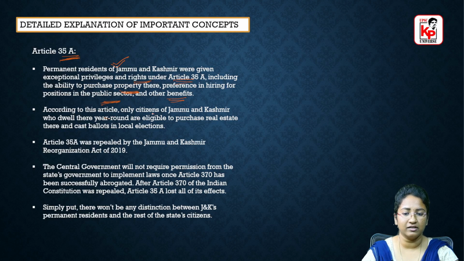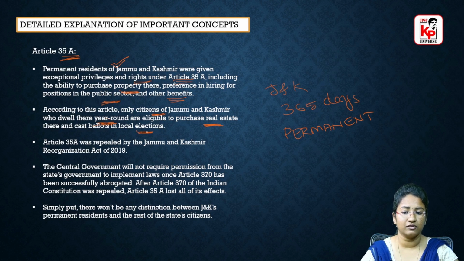So in this way, some special privileges were provided to the permanent residents of Jammu and Kashmir. According to this article, only citizens of Jammu and Kashmir who dwell there year round, that means those who stay in Jammu and Kashmir for 365 days, right? That means for the permanent residents, some special privileges were provided. Only they were eligible to purchase real estate there and also to cast ballots in local elections. So you have to remember what were the special provisions provided to the permanent residents of Jammu and Kashmir. But this Article 35A was repealed by the Jammu and Kashmir Reorganization Act of 2019.